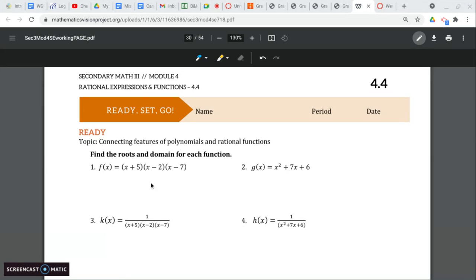So the roots are the zeros. Remember, when we have it factored like this, it's just going to be what makes each part 0. So our roots would be -5, 2, and 7. Now our domain is going to be all real numbers.